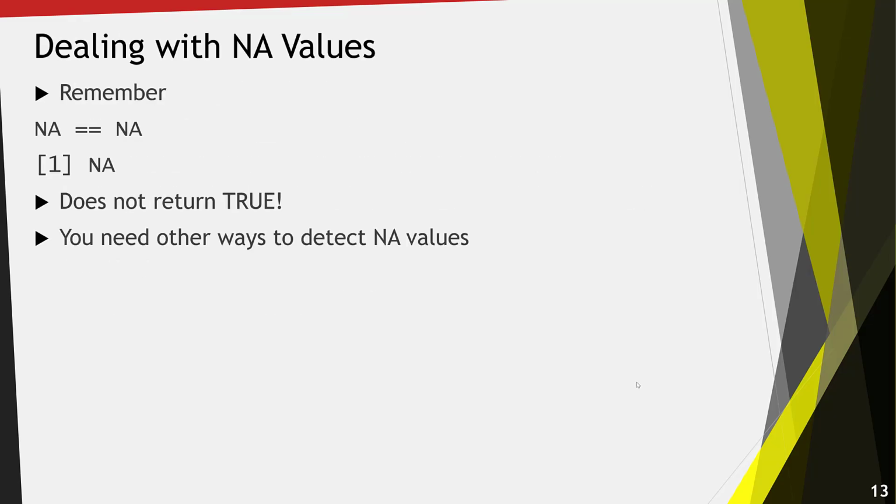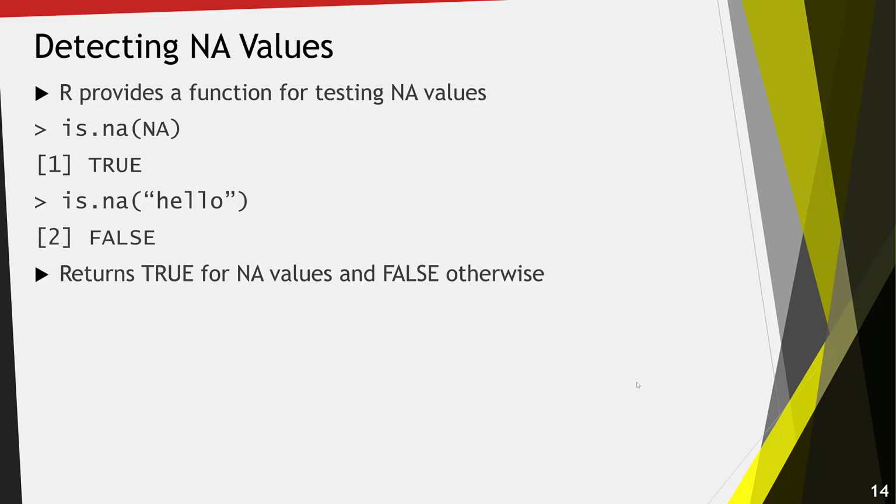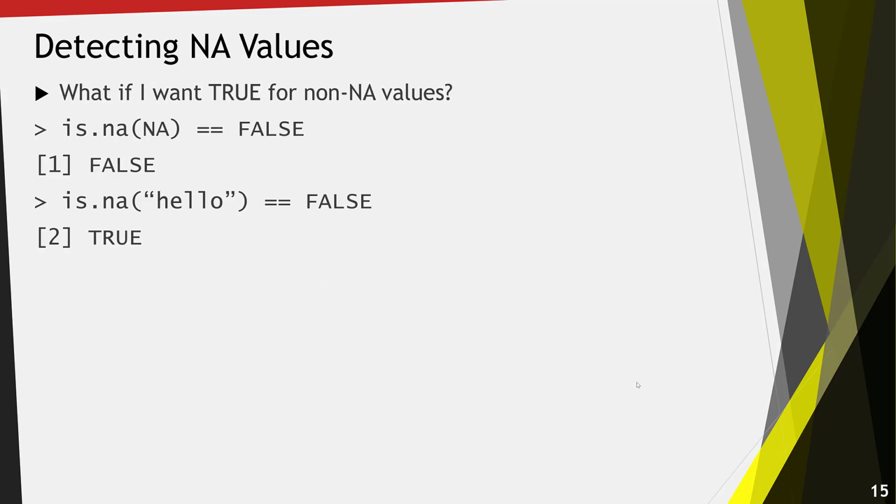So as I showed before, NA equal to NA does not return true. So what do you need to do if you'd like to detect NA values? RStudio gave us a hint. There is a function for detecting NA values called is.na. It's going to return true if the argument is NA, and it's going to return false if the argument is something else. What if I'm looking for non-missing values? If that's the case, I can test for is.na equal to false. In those cases, NA values will return false, and non-missing values will return true.